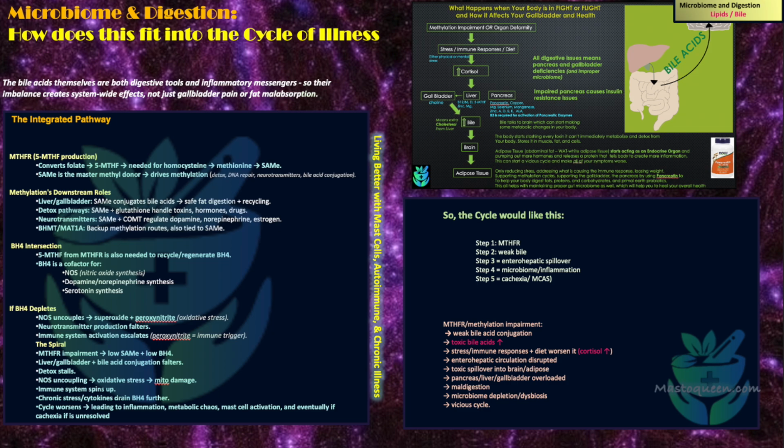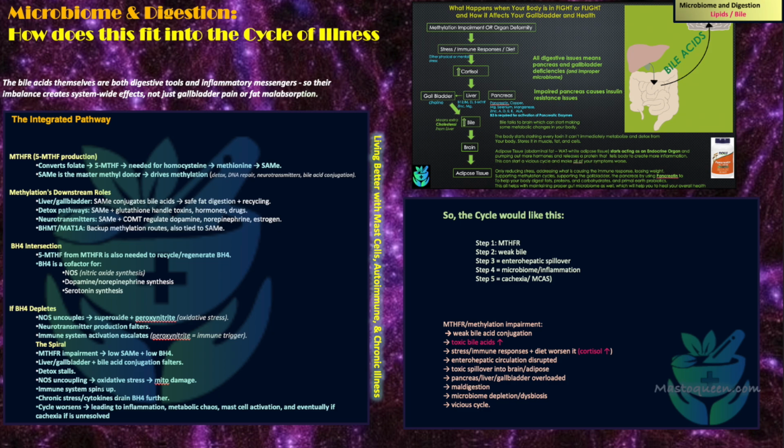Alright, so BH4 is also needed for serotonin. If BH4 depletes, NOS uncouples, and this is going to make superoxide and peroxynitrite. That is oxidative stress. And if you remember in the methylation videos, this is the stuff that causes brain damage, neural damage, and activates your neuroimmune system. And it can result in neurological illnesses.